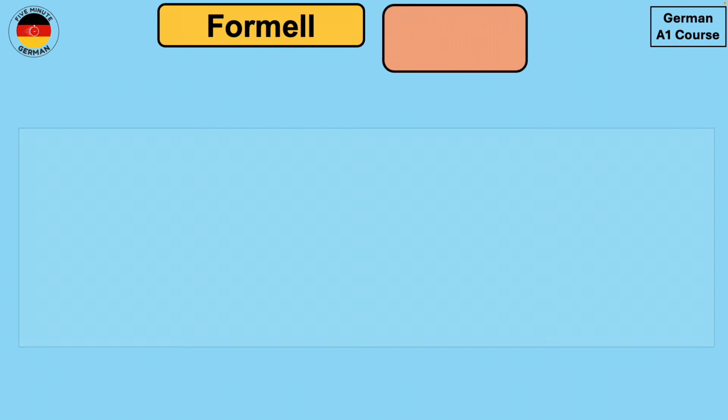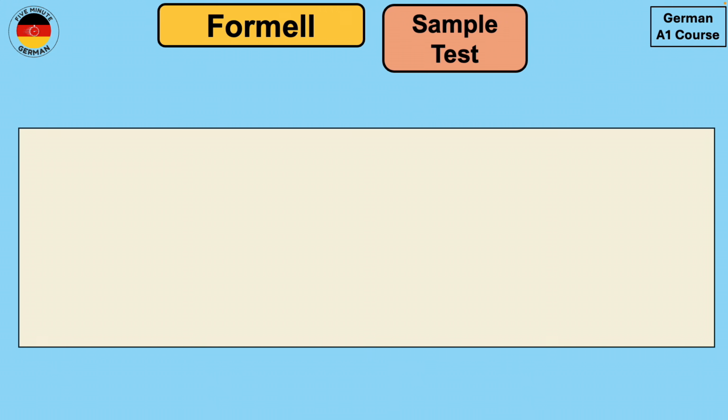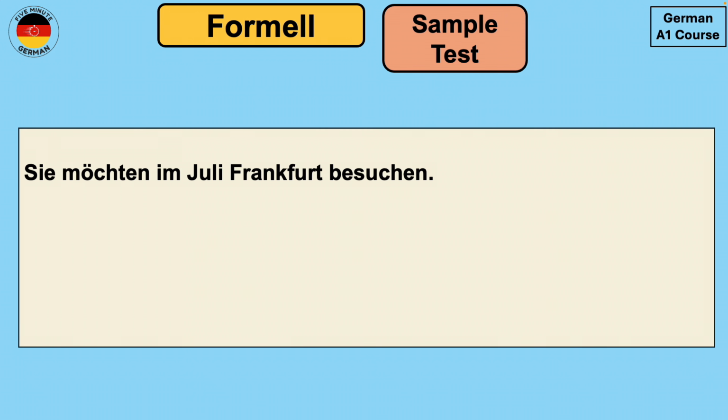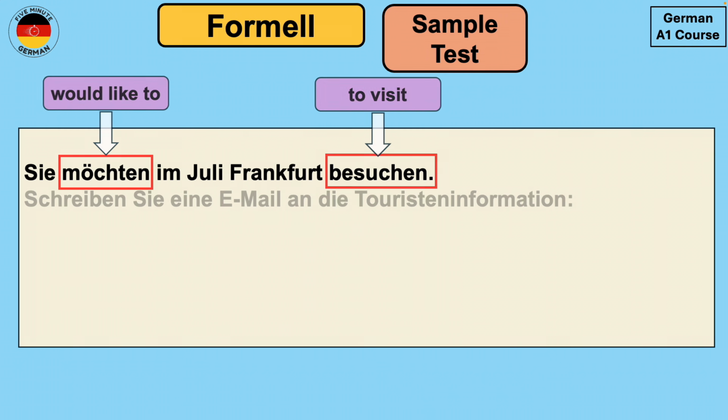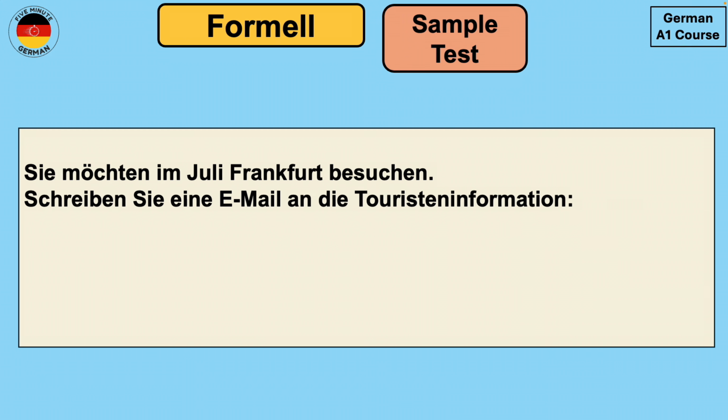So now let's take a look at a sample exam, which you will also find in the Goethe practice tests. So the question is, Sie möchten im Juli Frankfurt besuchen. So you want to visit Frankfurt in July. So möchten over here means would like to, it is a modal verb, and besuchen means to visit. Schreiben Sie eine E-Mail an die Touristeninformation. Write an email to the tourist information.